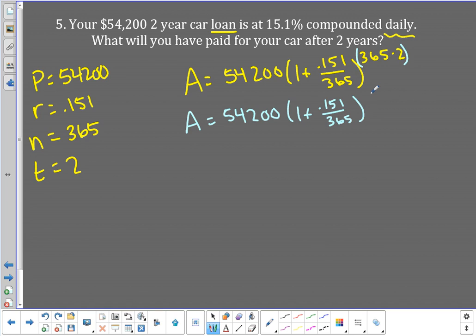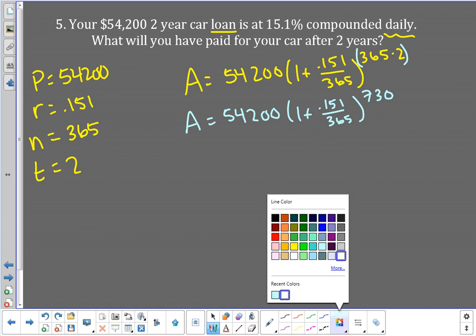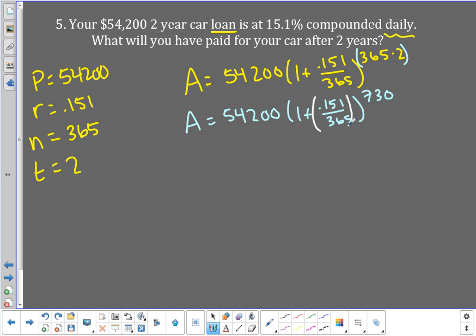365 times 2, it's 730. And then next, we're going to take care of that fraction. You're going to get a funny answer here for that fraction, and we'll talk about that.